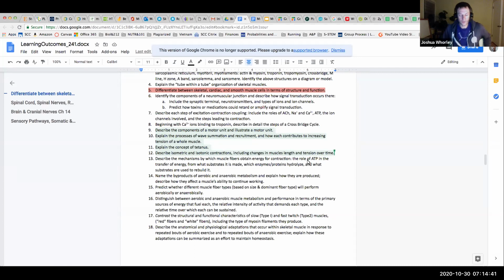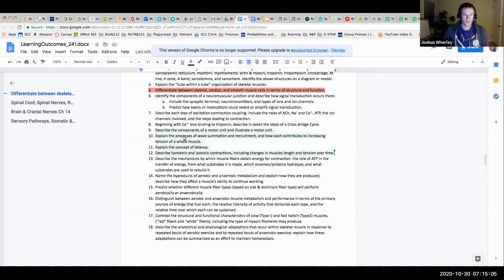Hello folks, I want to do a quick video for you on muscle twitches and talk about how muscles, not just individual fibers, contract and generate tension, but how a whole muscle generates tension and the mechanisms it uses to do that. And then say a little bit about the different types of contractions that muscles are capable of.